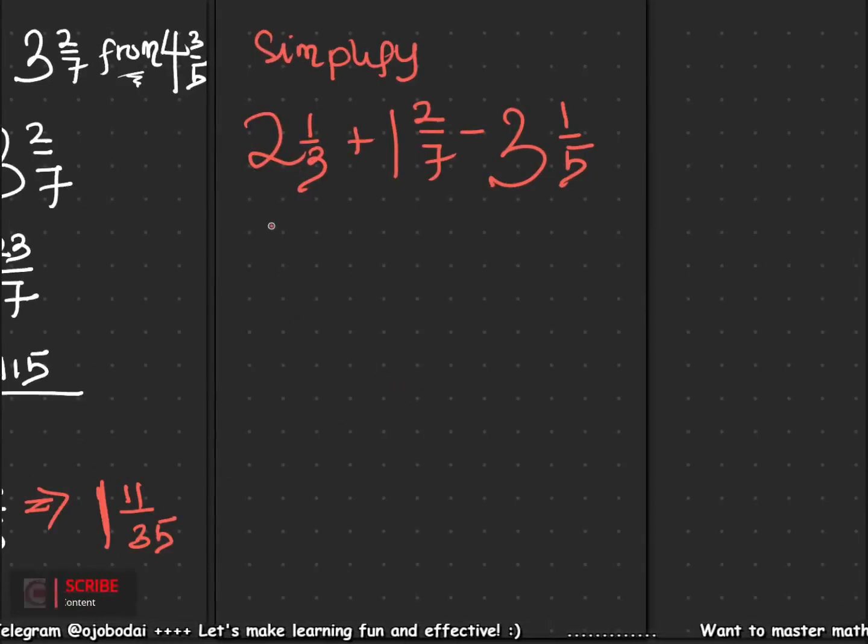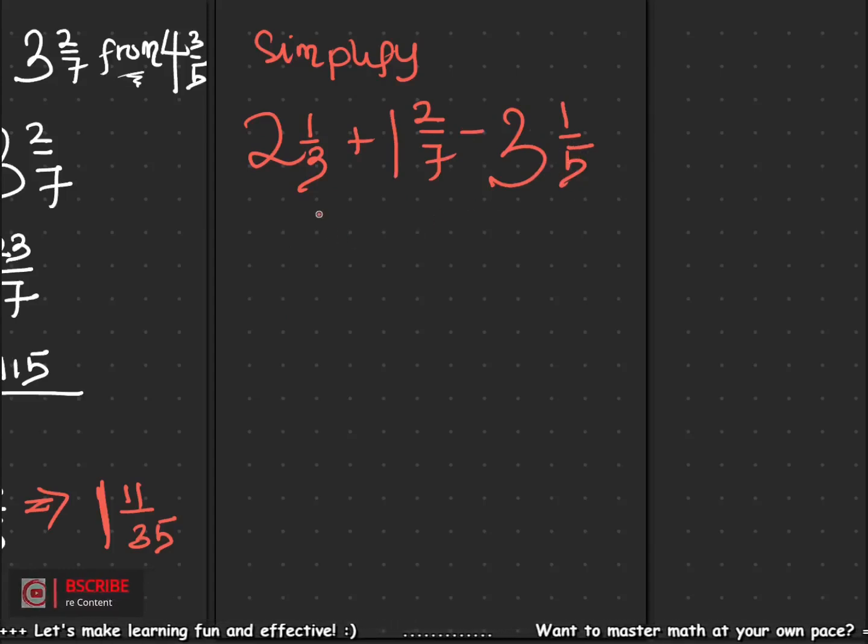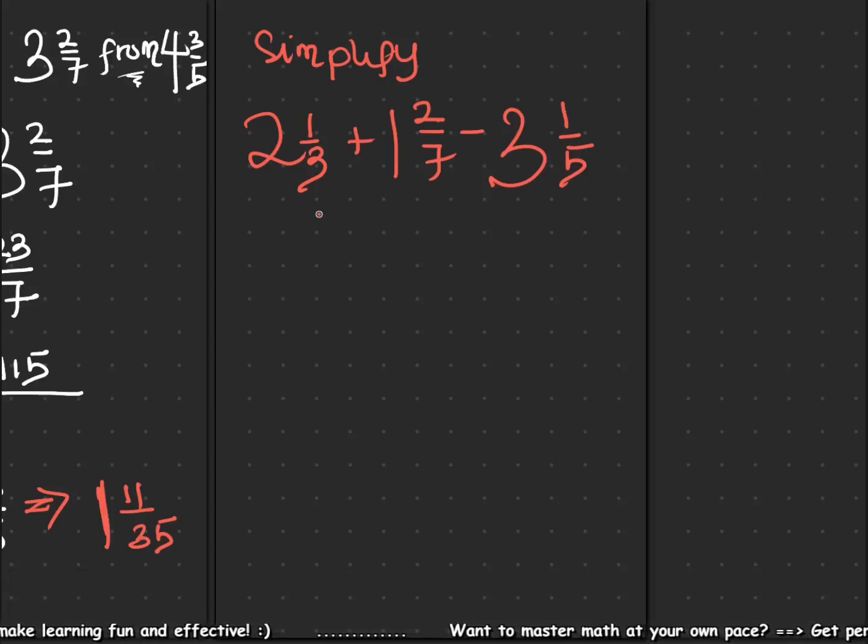So we have 2 whole number 1 over 3 plus 1 whole number 2 over 7 minus 3 whole number 1 over 5. As usual, the first thing we need to do is change them all into improper fractions. So we have 2 times 3 giving us 6. 6 plus 1, we have 7. Let me write our solution down.